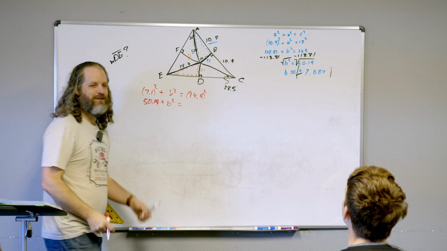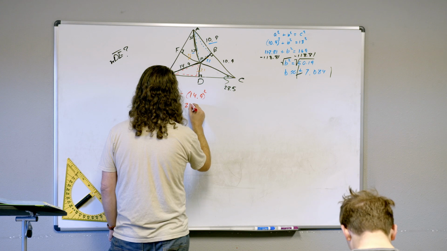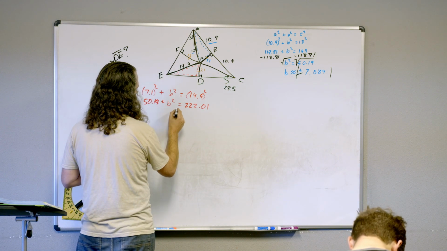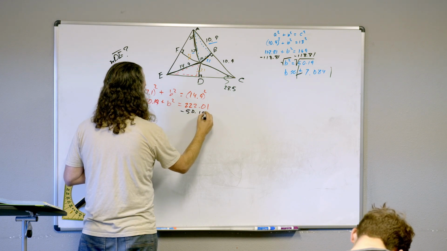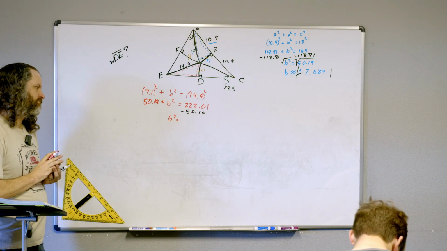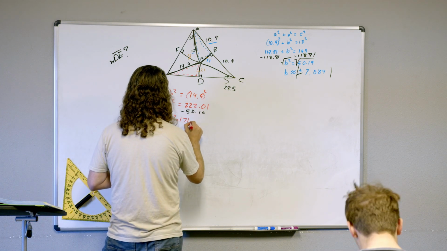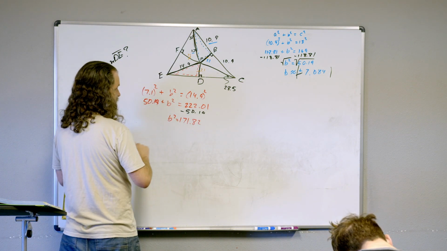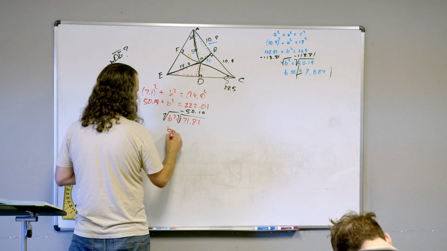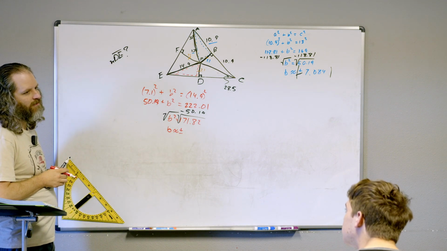Now 14.9, what's 14.9 squared? 222.01. So that minus 50.19 is what? 171.82, and then we take the square root. We end up with B is approximately equal to plus or minus what?